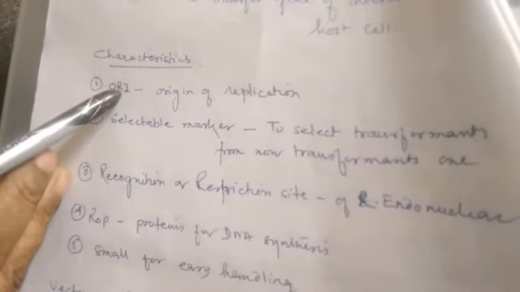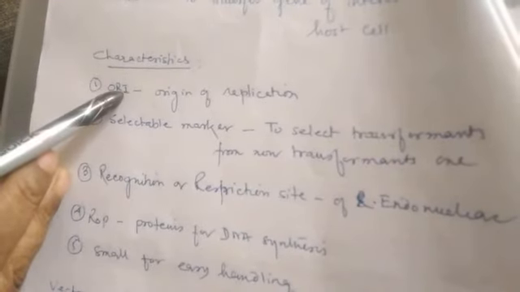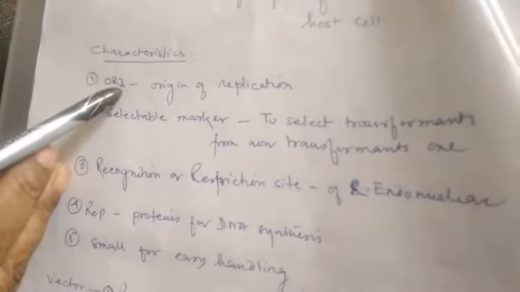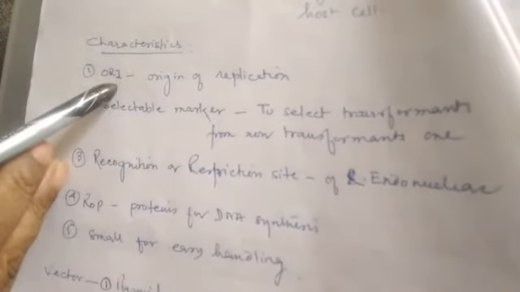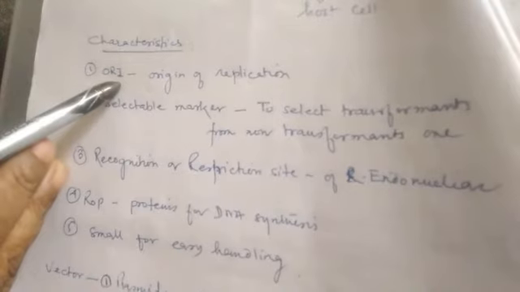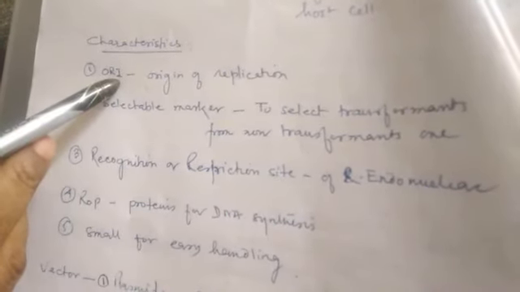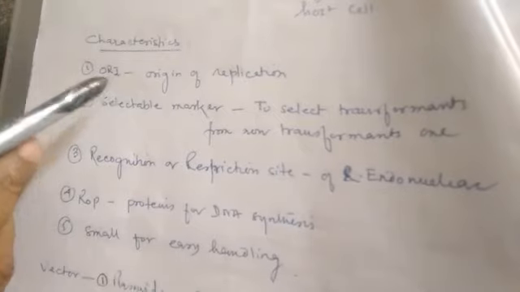So a vector should have an origin of replication, because just now we have said that we need multiple copies of our desired DNA, and that is why the vector has to replicate itself producing multiple copies, because it is carrying the desired DNA. So it should have origin of replication.